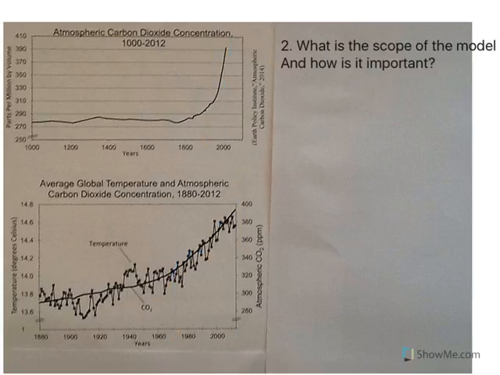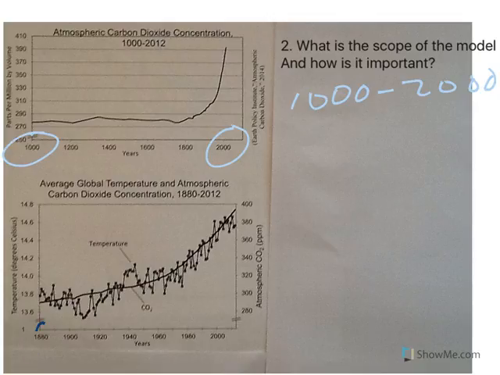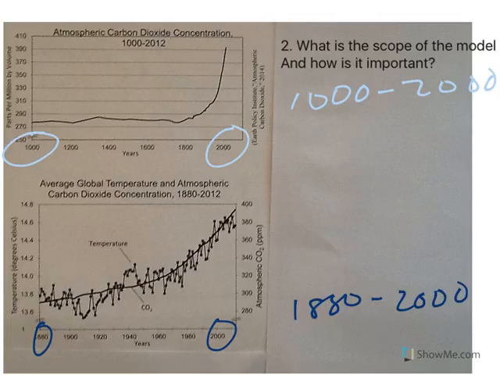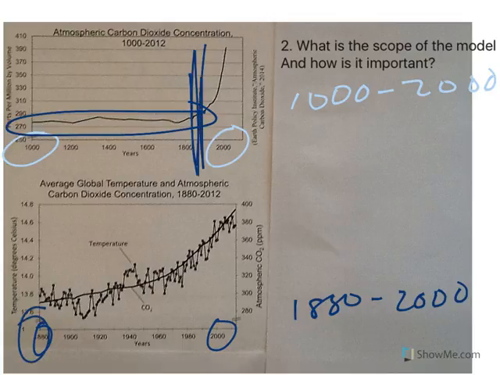And what is the scope of the model and how is it important? Well, in the top one, our scope is from 1000 to 2000. And down here, we're from 1880 to 2000. So how is it important? Well, they show a way larger group. So here you're adding almost 900 extra years of data, which shows that there was almost no change. A little variation here and there, but the variation really doesn't kick in till maybe 1880.